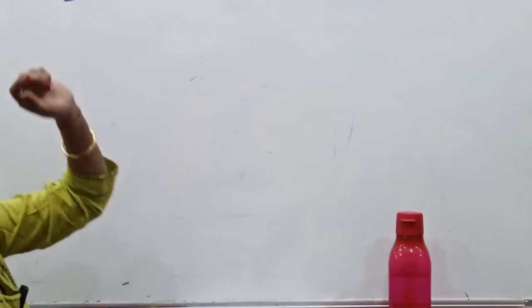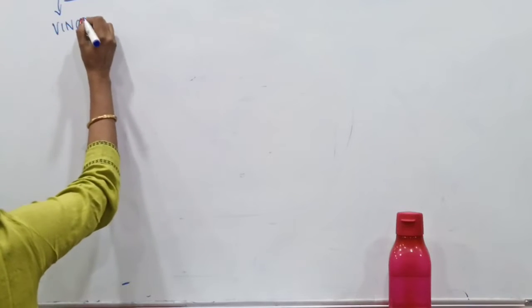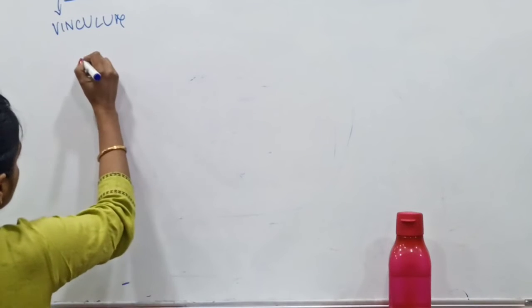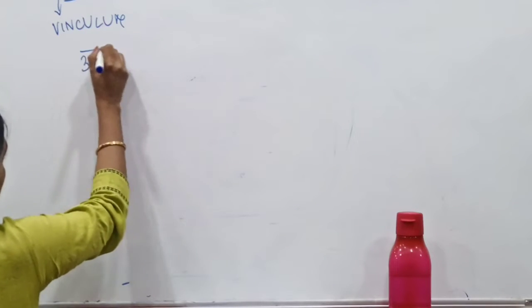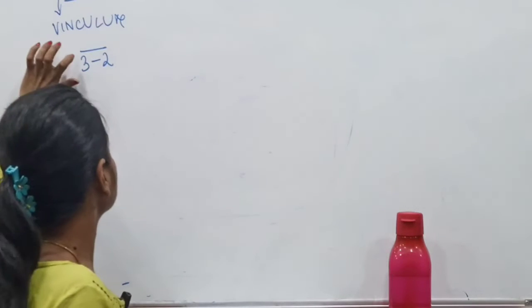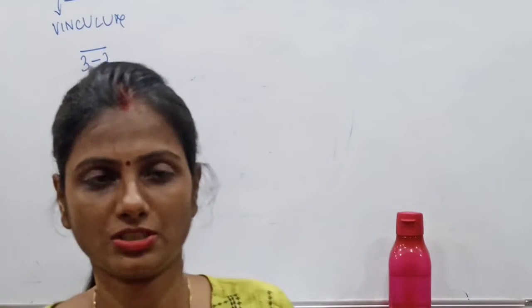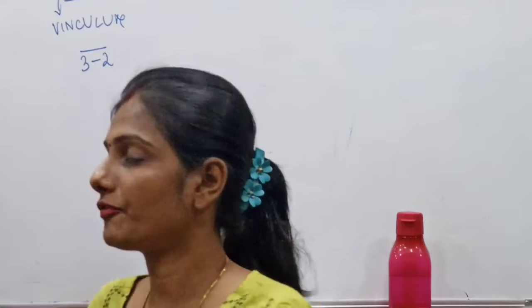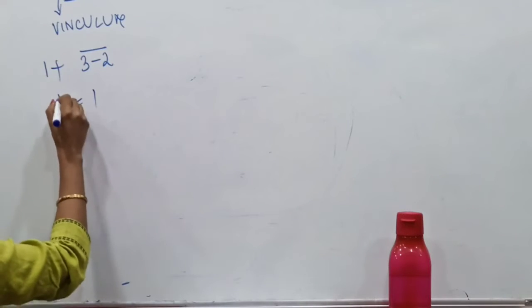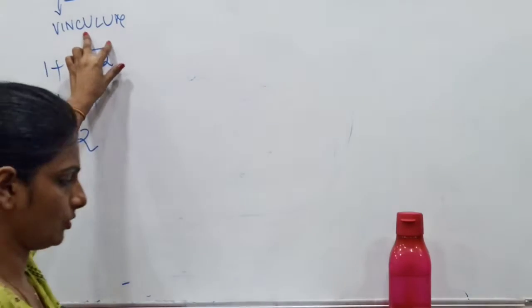What is B? B is the vinculum. You might have solved it before in your lower classes. It is a bar, suppose in this way, a horizontal line above an expression. Whenever there is a horizontal line above an expression, first of all you have to solve that part. So the answer will be 1. And suppose 1 plus 3 under the bar, it will be 1 plus 1, answer will be 2. So this is known as the vinculum.